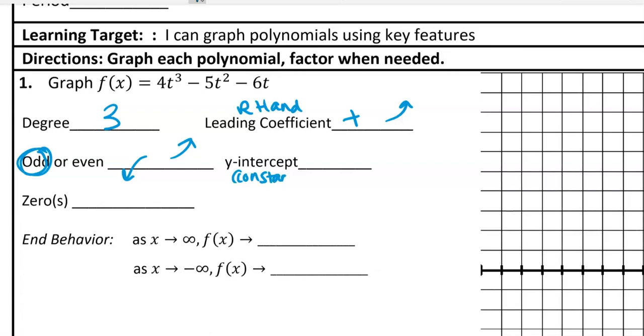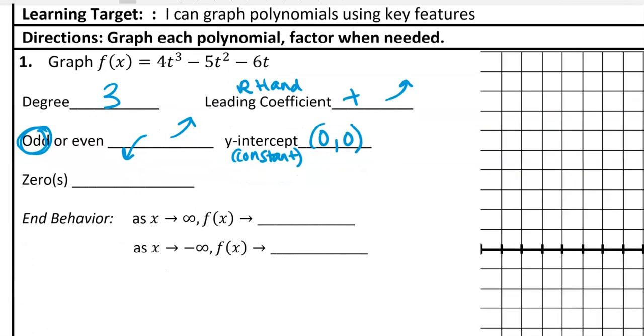And what we talked about in class yesterday was that the constant means it is the number at the tail end of our polynomial that is not attached to a variable, a letter. So this would just be the plain number. In this case, we don't have one, so we can say that the constant or the y-intercept is at 0, 0. The zeros we will determine here at the bottom in just a moment.